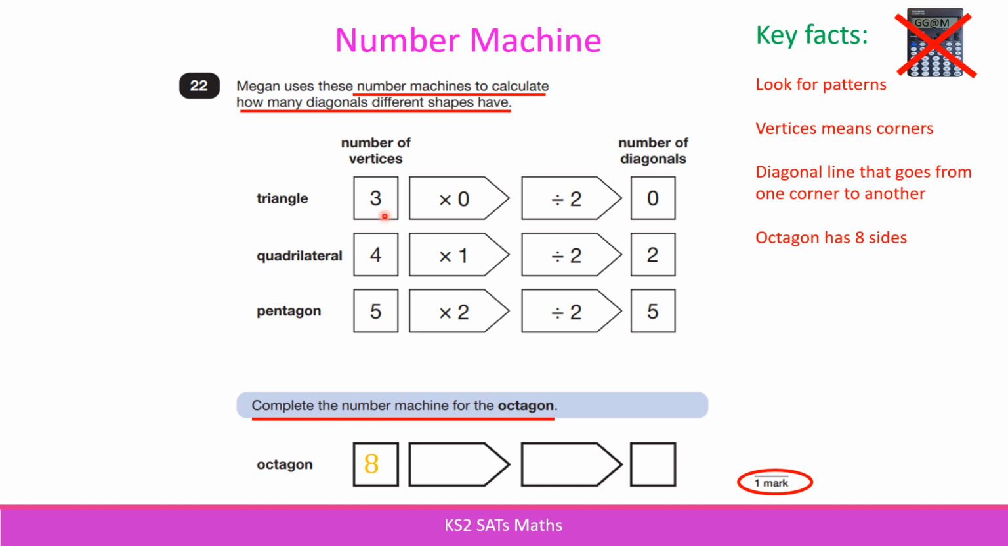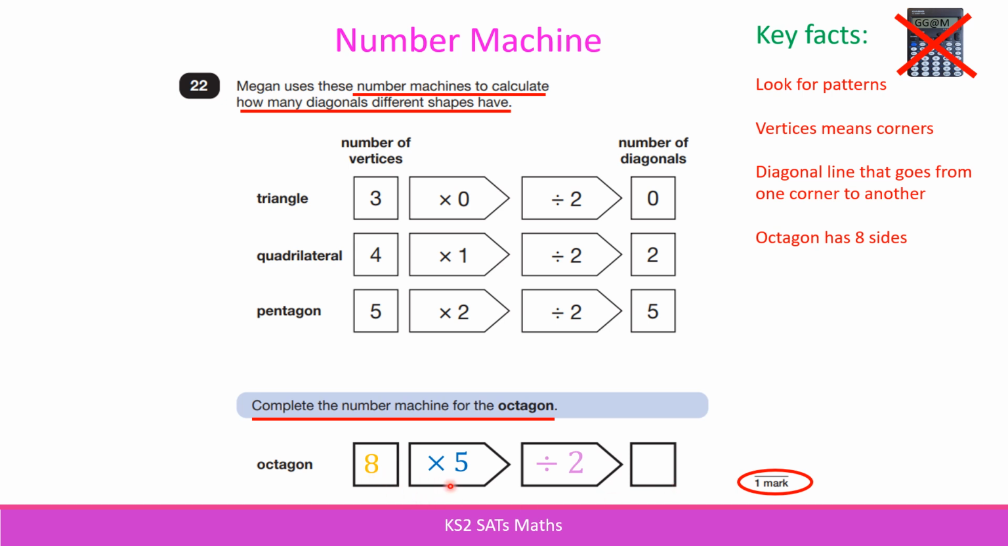But there is a relationship between the number of vertices and this box here with the arrow. So 3 to get to 0, 4 to get to 1, 5 to get to 2. All of these have got something in common, so they are subtract 3. So 3 take away 3 is 0, 4 take away 3 is 1, 5 take away 3 is 2. So we've got to do the same here. 8 take away 3 is going to give me 5. All of these ones here say divide by 2. So in this box here, it's going to say divide by 2. We've now got to work out the answer to that and write it in the square.